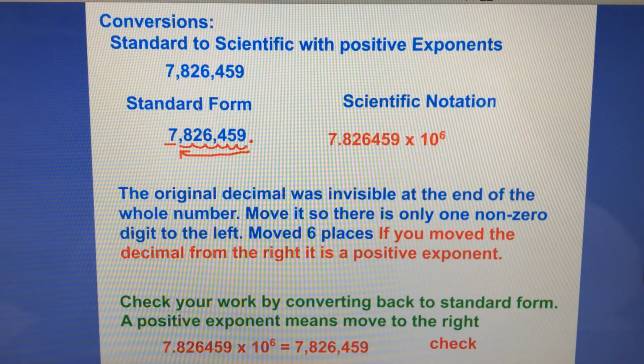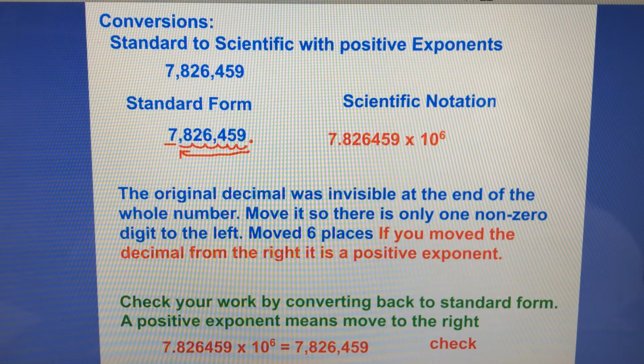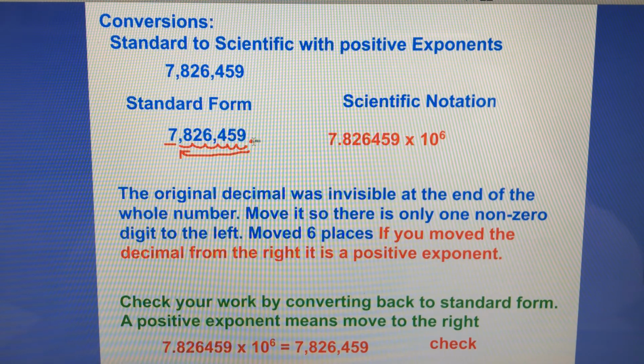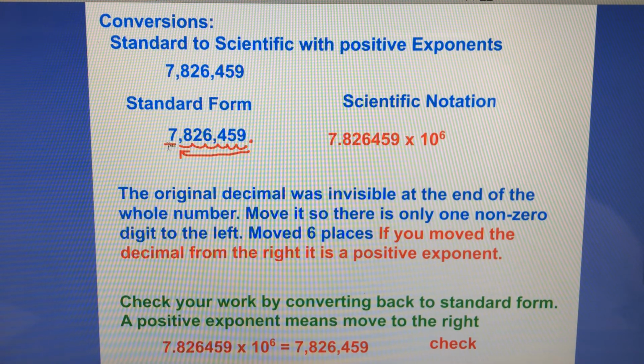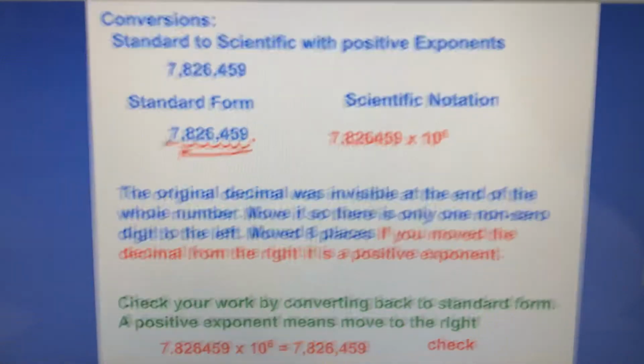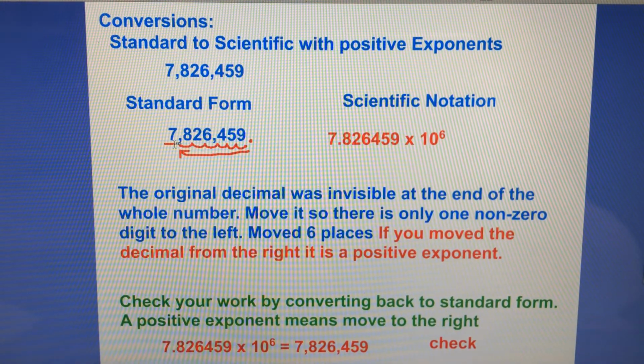Standard. So what if I start with standard form, my actual answer, and I want to create scientific notation? Well, I say, where is my decimal? The original decimal was invisible, and it was at the end of the whole number. It was here at the end of the 9. I move it so that there is only one non-zero digit to the left of the decimal. So what I need to do is underline my first non-zero digit. I then know I'm going to move my decimal right behind it. How many spaces? 1, 2, 3, 4, 5, 6 spaces.